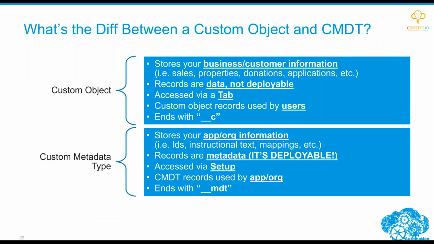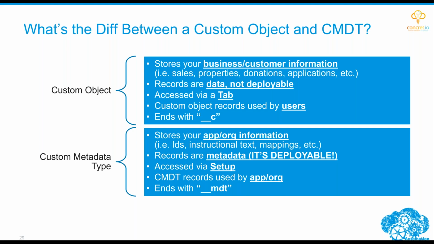Now, if you're not familiar with what a custom metadata type is, if you've created a custom object, you could essentially create a custom metadata type. The difference between the two, custom objects stores your business or customer information. So those could be your sales, donations, applications, leads.